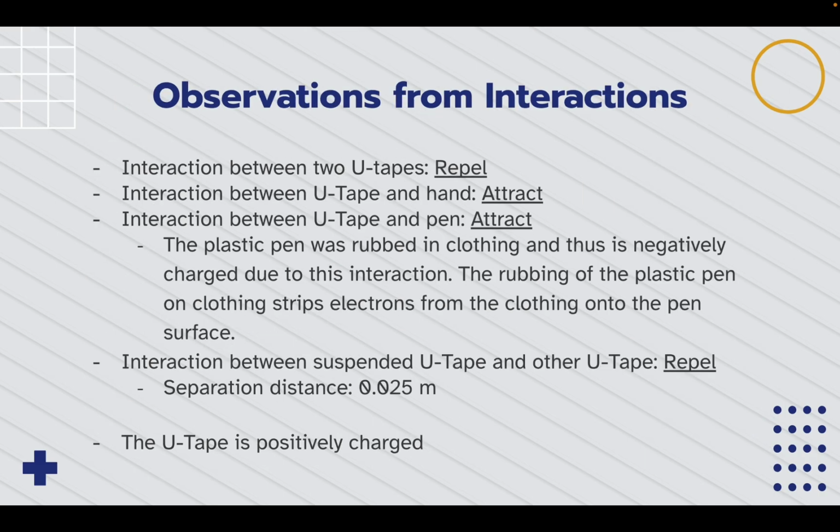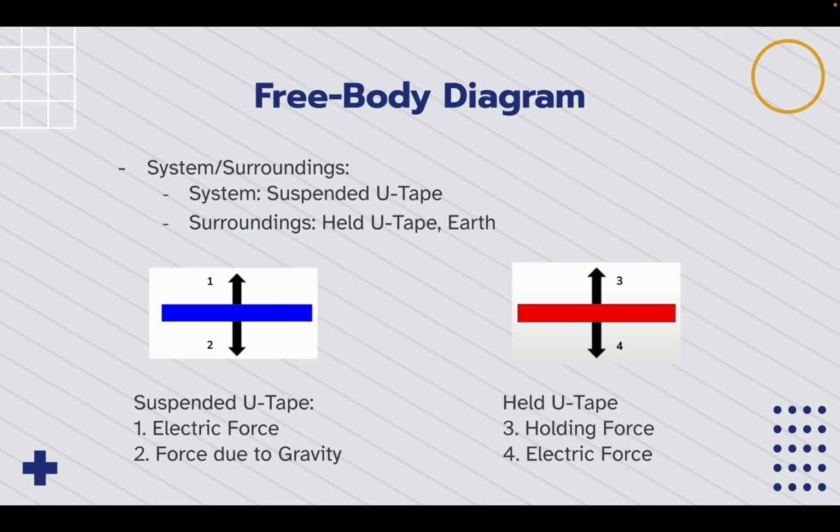Here we have the main observations from the interactions with the U-tape, which were analyzed in Lab 1. From these observations, we can conclude that the U-tape is positively charged since it attracts to an object that is negatively charged, but repels when the object is positively charged. According to Coulomb's law, like charges repel and opposite charges attract, thus we can conclude that the U-tape is positively charged.